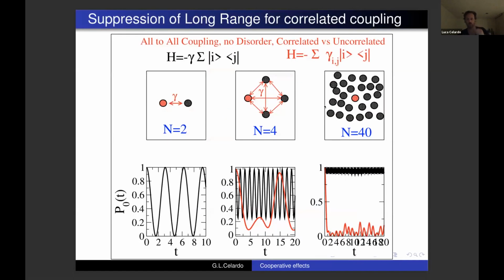To make you understand the difference between correlated long range and uncorrelated long range, let's take a simple model. We consider a bunch of sites, here two for instance, connected by a hopping coupling. Here it doesn't matter if it is correlated or uncorrelated because there is only one coupling.